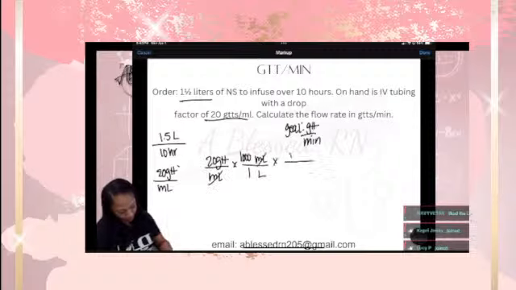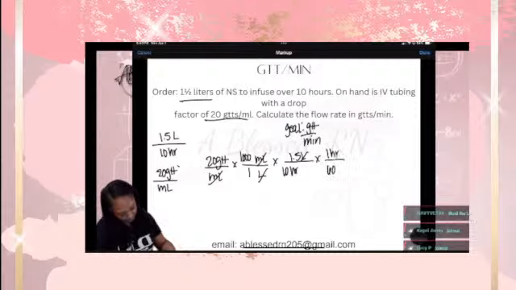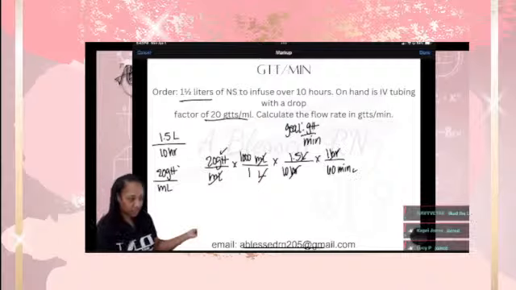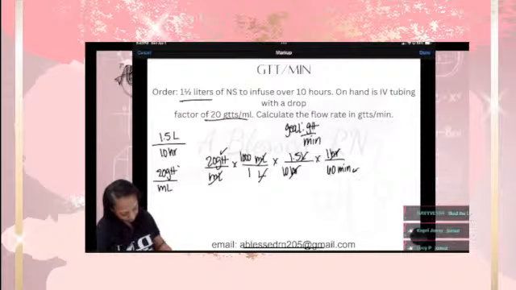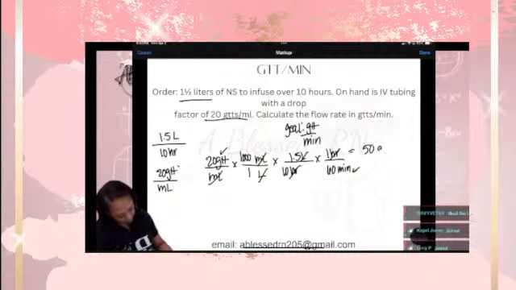Milliliters cross out. Now we've got 1.5 liters over 10 hours. Liters cross out. Now we've got to do hours on the bottom. We need minutes. So 1 hour is 60 minutes. So hours crosses out, and now we have drops on the top and minutes on the bottom. Okay? So we'll do 20 times 1,000 times 1.5 divided by 10 divided by 60, which is going to be 50 drops per minute. Okay?